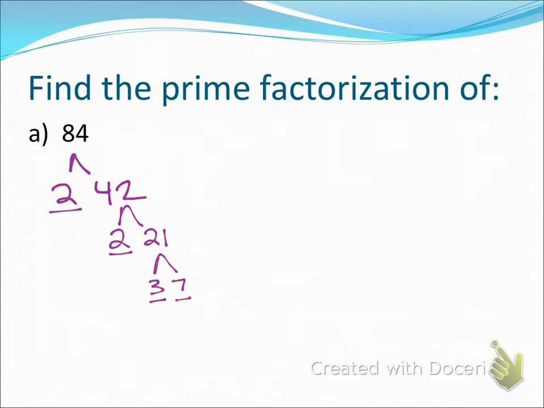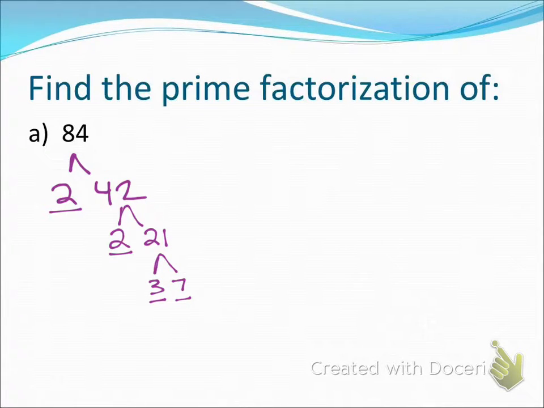Well, hold on. Now, when we were at 42, I heard someone say 6 and 7. Is that wrong? No, that's fine. You would have stopped at the 7 and the 6 would have broken to 2 and 3. So you would have still got a 2, a 3, and a 7. We just did it a little differently.